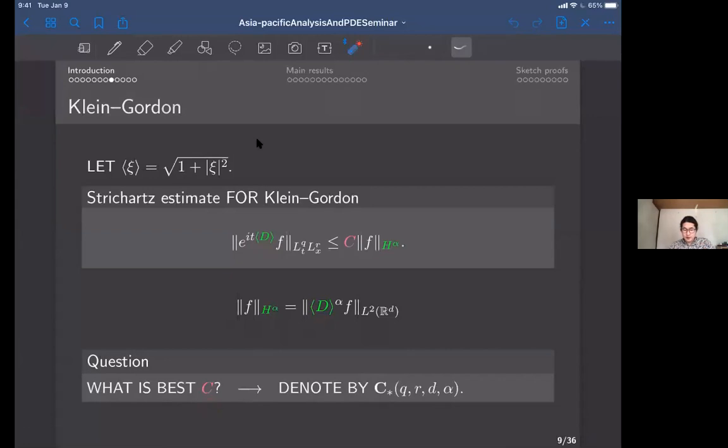And then we also denote it by C star, but this time it doesn't only depend on Q, R, and d, but also alpha, because for the wave, we had a homogeneity for the inequality. So once you fix the parameters Q, R, and d, then alpha was automatically determined by them. But now we don't have such a nice, or could be bad, property. So you have some choices of alpha as well.